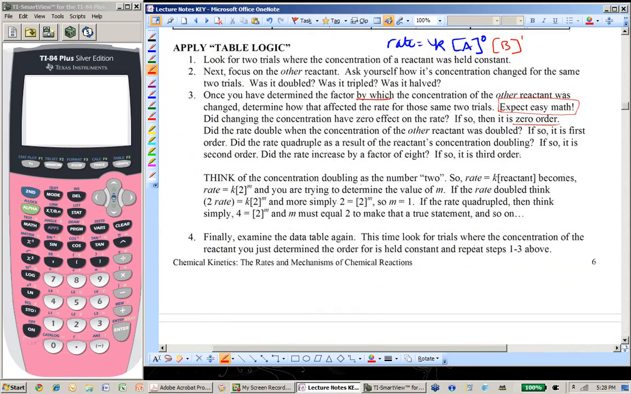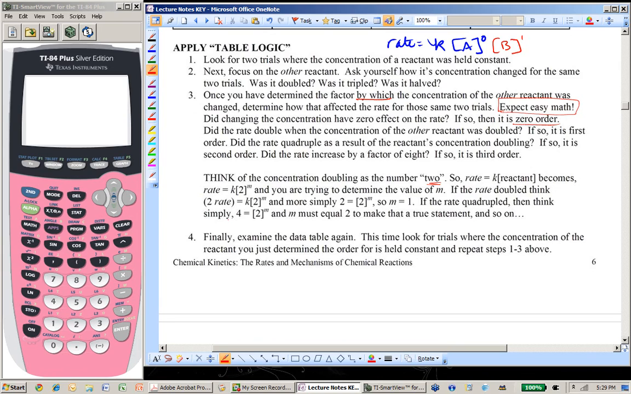Think of the concentration doubling, like I said, as the number 2. That's what I just did for you up top. So rate equals K times the reactant becomes rate equals K times 2, double the reactant. And you're trying to determine the value of M. If the rate doubled, think 2 equals K times 2 to the M. More simply, 2 equals 2 to the M power, so M's got to be 1.